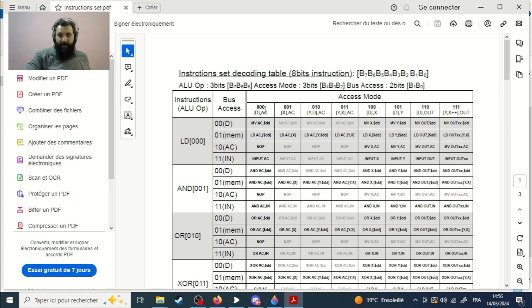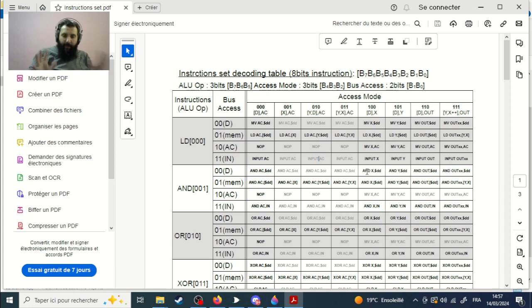But overall we have 8 accessing modes or addressing modes. We have 8 of them, and we have 4 sources of data. We will see that later. For each instruction, we have 8 modes to access the data. We can access the data from, for instance, the memory, the main memory, the RAM, from the inputs, like here, from the accumulator, or from the program. D is the program, it's part of the program. Anyway, this is an overview.